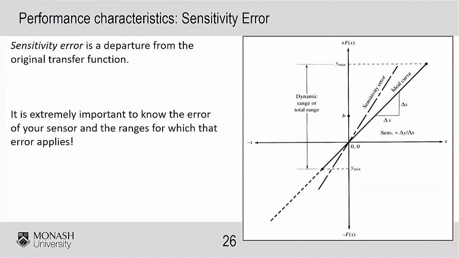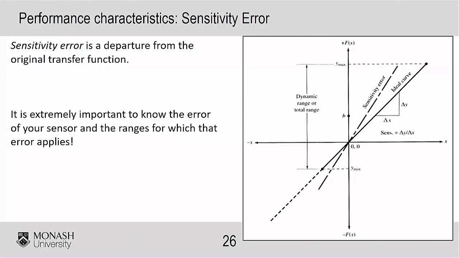But you can have sensitivity error. It shows it quite nicely on the right here. Sensitivity error is essentially a departure from the original transfer function. It's very important to know what that error is for your sensors, and also for which ranges that error applies. In this case, we have an ideal curve going through here, and then we have a sensitivity error going along here. We can see that there is no offset error. They are connected at the 0, 0 point, so it's only sensitivity error, but you can also have error in your offset as well.